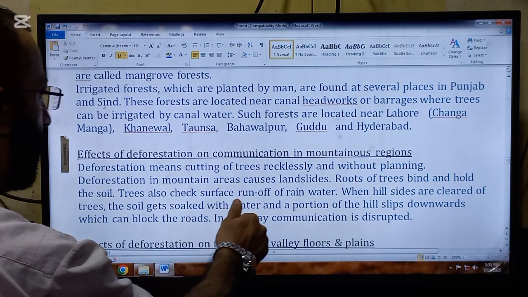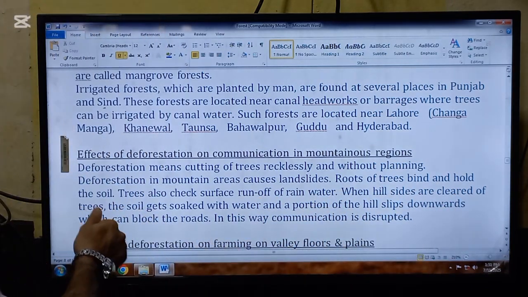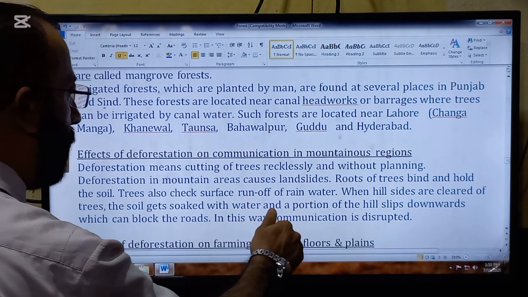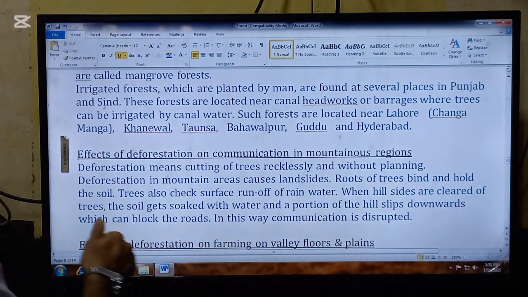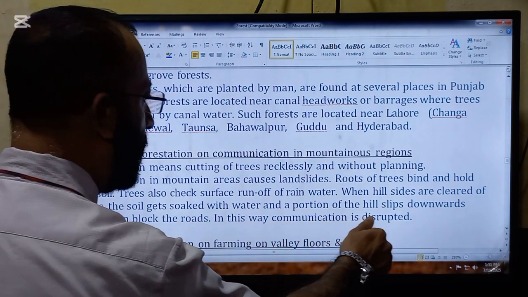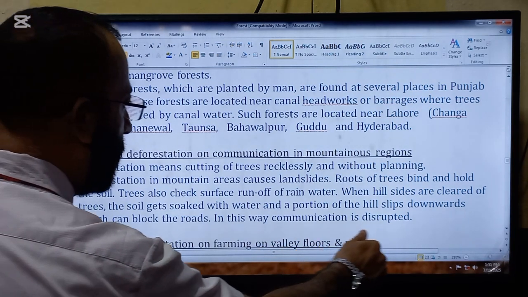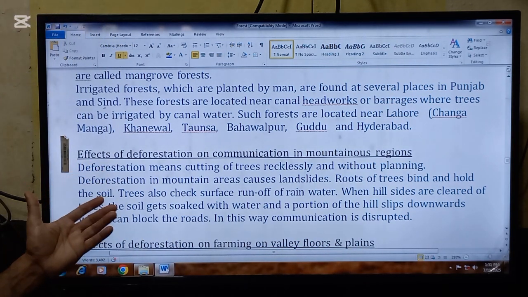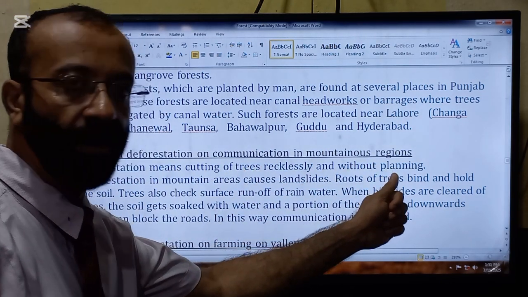Deforestation in mountain areas causes landslides. Roots of the trees bind and hold the soil. Trees also check surface runoff of the rainwater. When hillsides are cleared of the trees, the soil gets soaked with water and a portion of the hill slips downwards, which can block the roads. In this way, communication is disrupted. So this is how deforestation affects communication in mountainous regions.